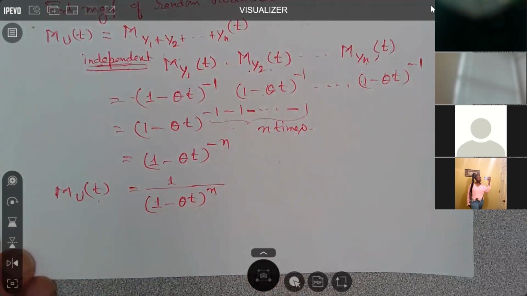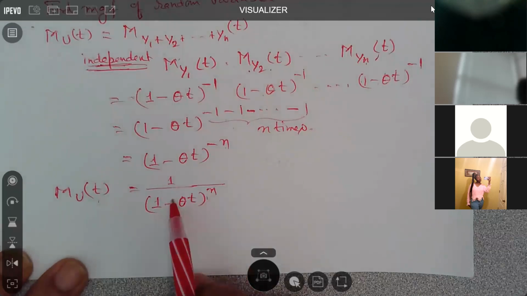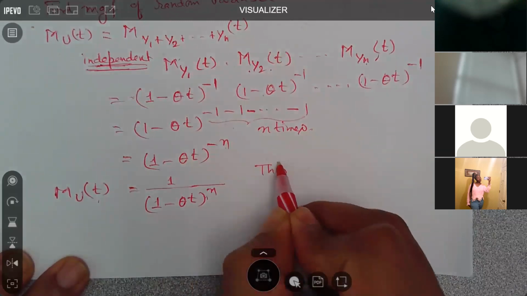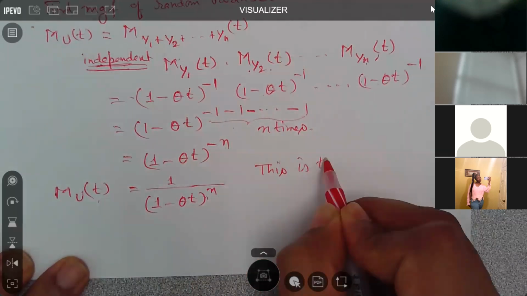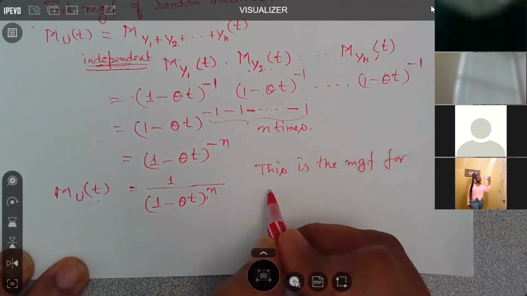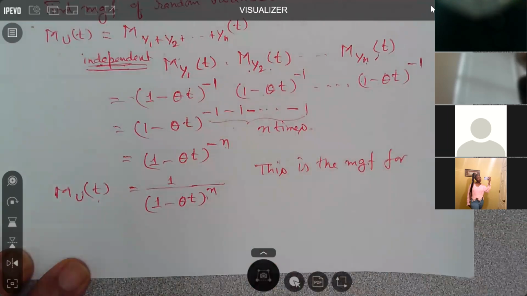Remember, what is the moment generating function? Which distribution has this kind of moment generating function? This is the moment generating function for which distribution? Autumn, Tiana, do you know? Autumn told before, actually. I actually don't know.